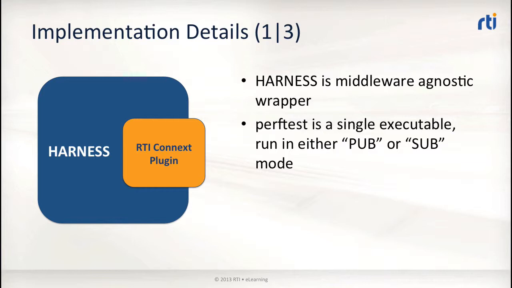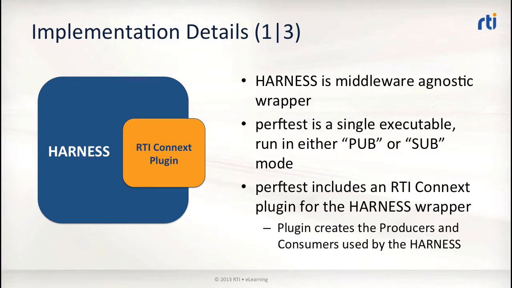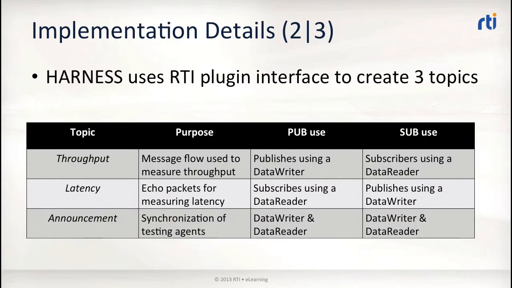PerfTest is compiled into a single binary executable. That is, there is no need to compile a separate publisher and subscriber version of the test. The arguments to the test execution determine whether PerfTest will start in the publisher or subscriber role. We ship PerfTest with a plugin for RTI Connext. The harness asks the plugin to create the producers and consumers used in the test. In this case, each producer maps to a Connext data writer and consumers to Connext data readers.